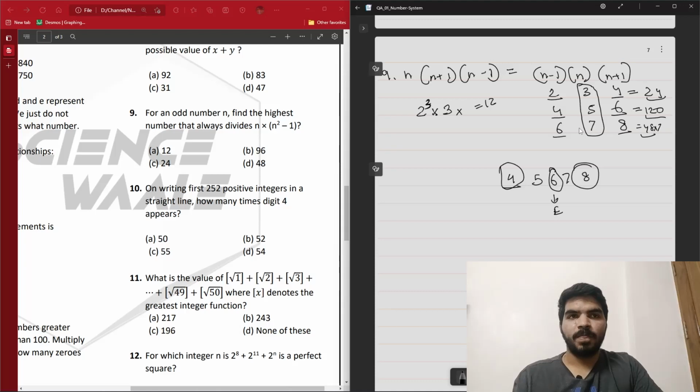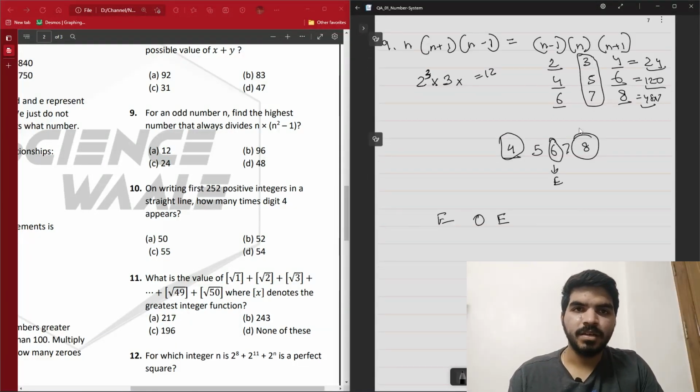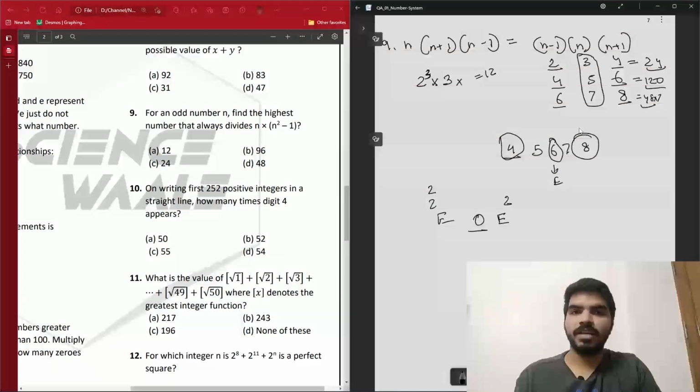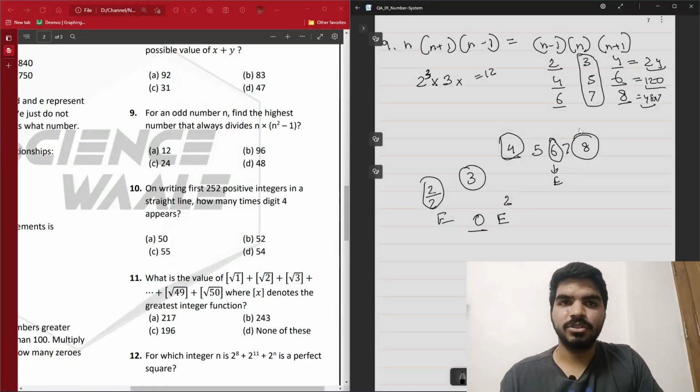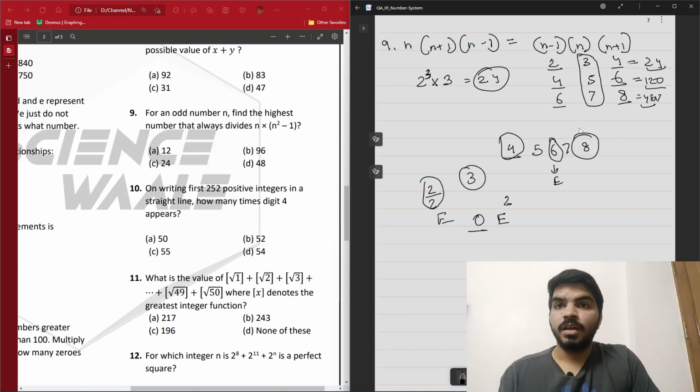Why? Since the middle position is odd and both alongside it are even. 1, 2 from here, 1, 2 from here. If this is odd, then one of them has to be a multiple of 4 as well. So any of them will give one more 2. This will be three 2s, and the 3 which we got by the logic earlier, 3 as well. So 2 cube into 3, which is not 12. It is 24. The answer is C.